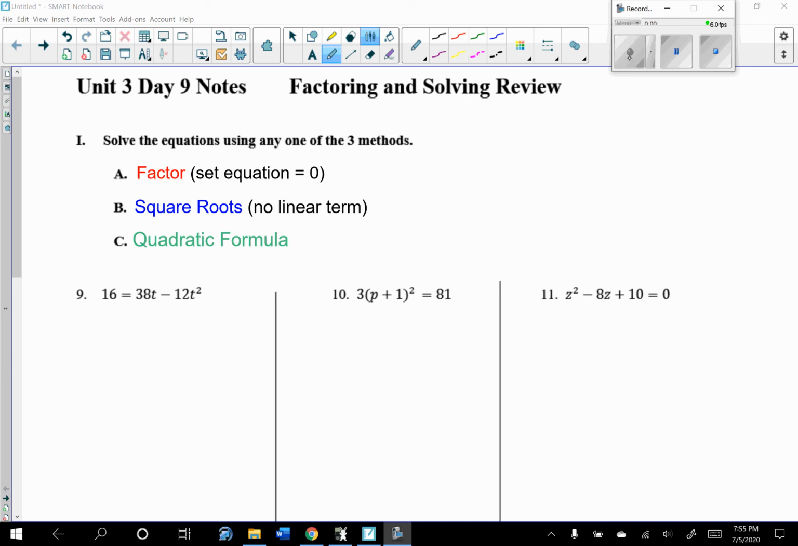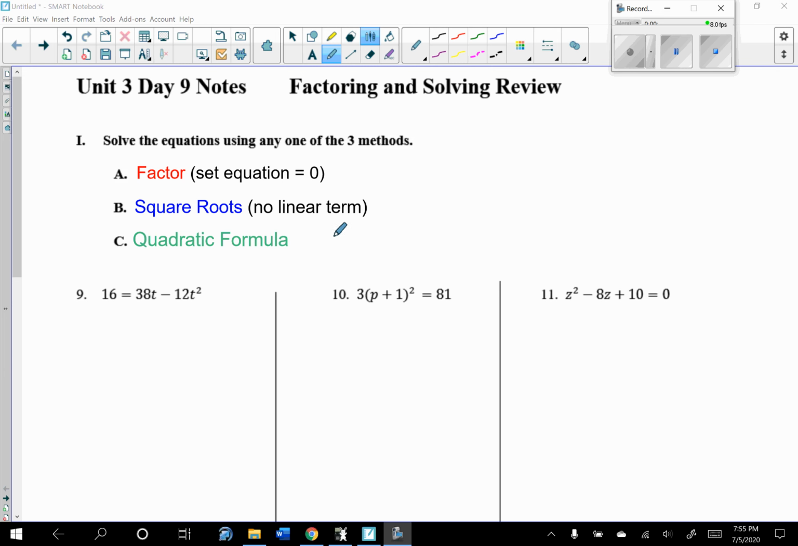Today we're going to talk about factoring and solving quadratics to help us solve polynomial equations. So recall that when you're solving equations, you can use one of three methods. For quadratics, you can factor, setting the equation equal to 0 first when you do that. If you can't factor, remember you could try to take the square roots when there's no linear term, or you could use the quadratic formula.